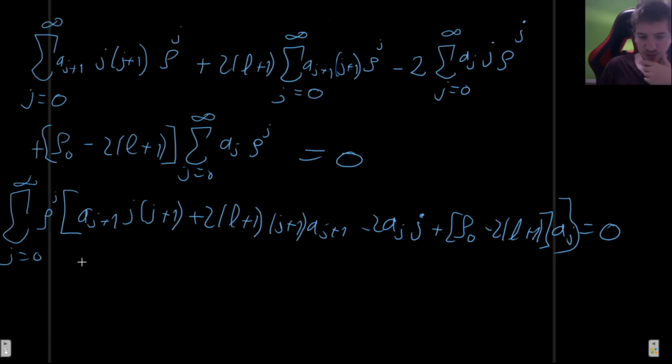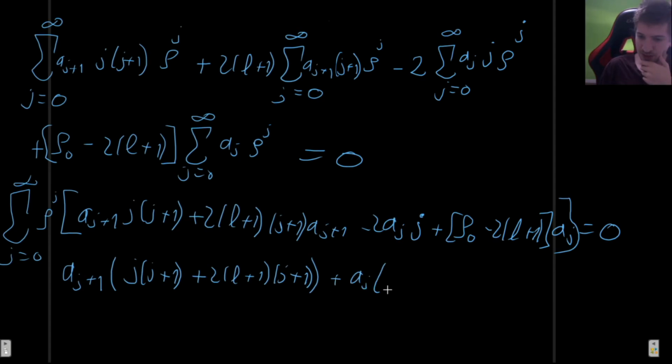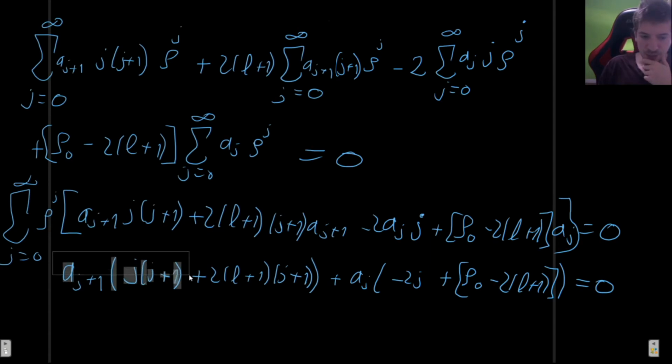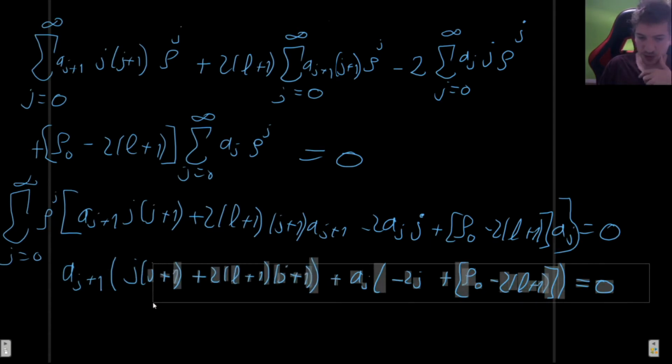This means that I'm also going to factor here a_{j+1}, factor of j plus 1, plus 2l plus 1, j plus 1. Then I'm going to factor out this a_j, so we get plus a_j, and then we have minus 2j plus rho 0 minus 2l plus 1. There we go. This has to be equal to 0. So now let us work with this, and with this we can actually determine the recursion relationship.